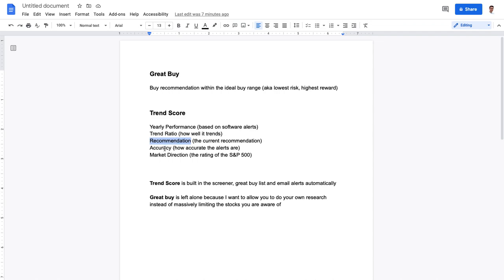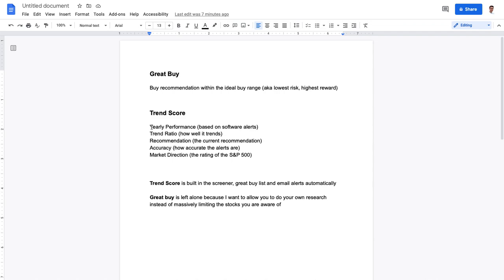Our next one is accuracy. How accurate is our software at predicting a great move for this stock? The last one is market direction. What is the current market direction or our rating of the S&P 500? So your trend score for that single stock takes in all 5 of these factors.